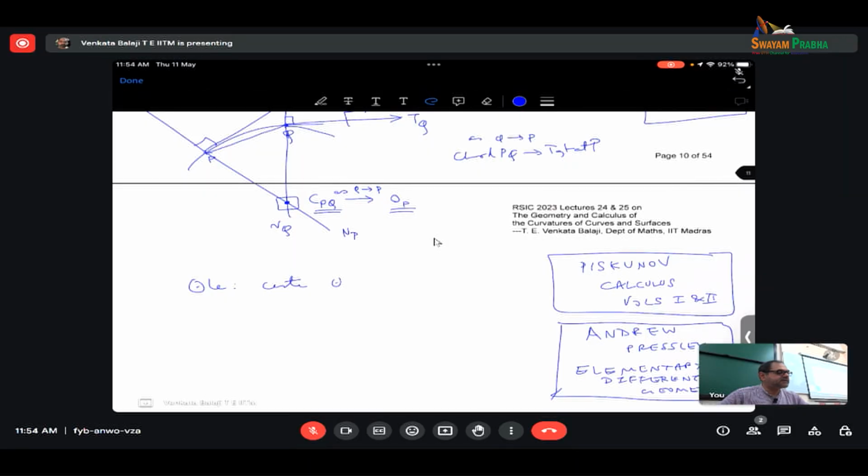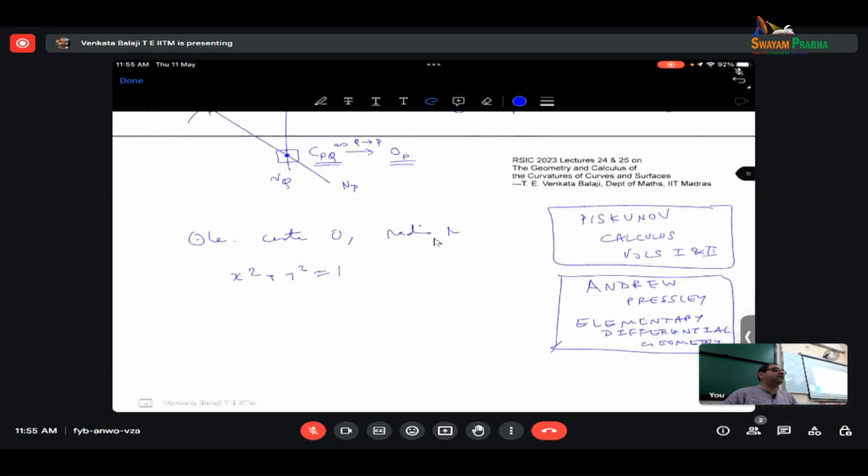See, for example, if you take a circle, center 0, and radius r, then this is x squared plus y squared equal to r squared. Now r is of course 1, so x squared plus y squared equal to 1. Then the point is that this is a curve. How will you say that this is a curve? Because it can be parameterized by a single parameter. You can put the parameter as theta, 0 less than or equal to theta less than or equal to 2 pi, then you can put x equal to cos theta, y equal to sin theta. Therefore a point on the curve is cos theta, sin theta.